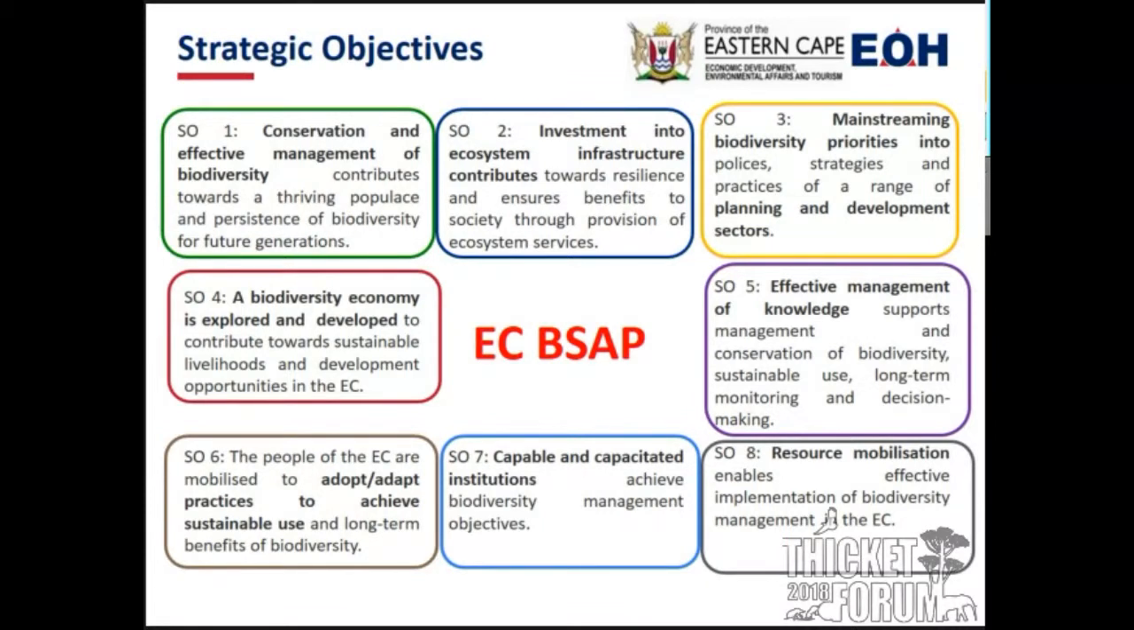Sixth is adapt or adopt practices to achieve sustainable use. And to me, that's particularly important in areas where there's land degradation. We can adapt or change our land use to a more sustainable land use type. Then I'm talking about capable and capacitated institutions. So you may be capable, but you don't have the financial or just the time resources to apply your capabilities. So a capable and capacitated institution can achieve biodiversity management objectives. And then lastly, resource mobilization. So all of this costs money, and where do we find that?